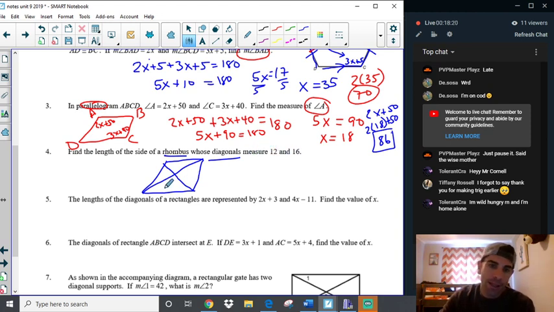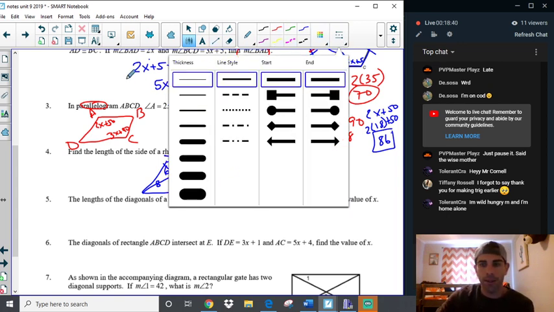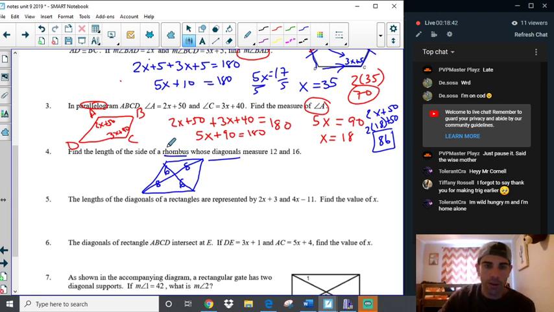It doesn't matter where. If they're telling me that one of the entire diagonals is 12, just to keep my picture a little bit neater, I'm not going to write 12. I'll just bisect it and write 6 and 6. So I'll put a 6 here and a 6 there, because 6 and 6 make 12. And I'll do the same thing for 16. I'll put an 8 here and an 8 there. Now what they asked me to do is find the length of one of the sides.